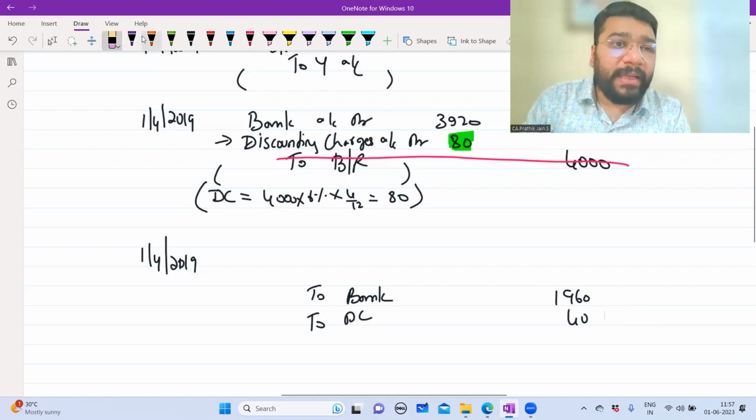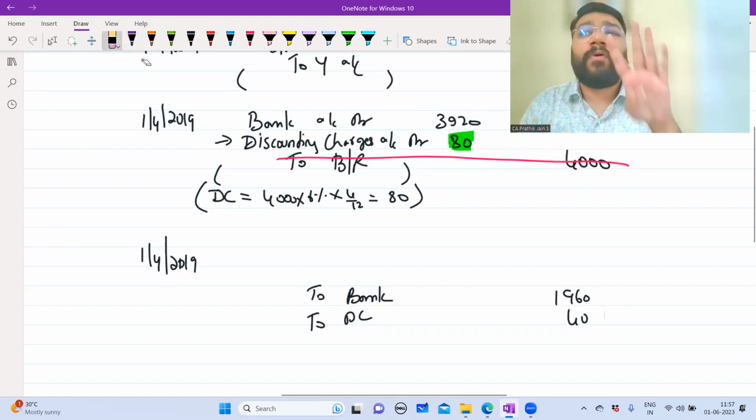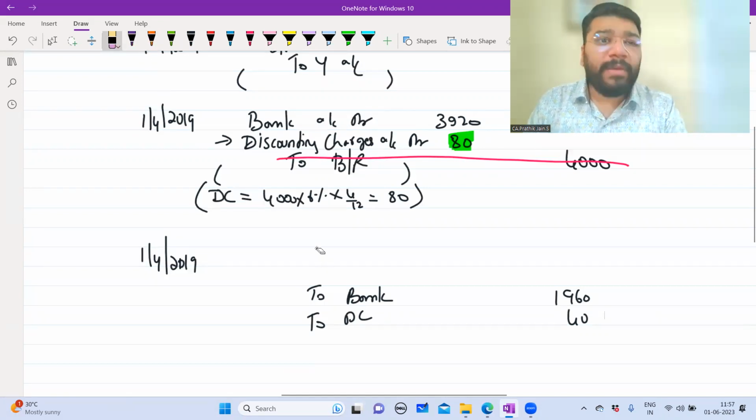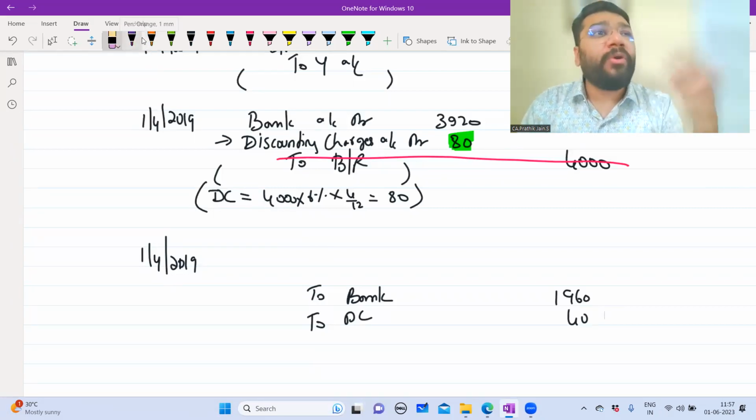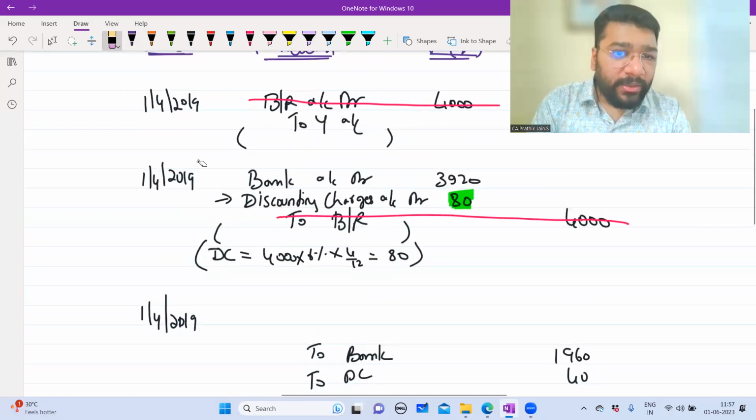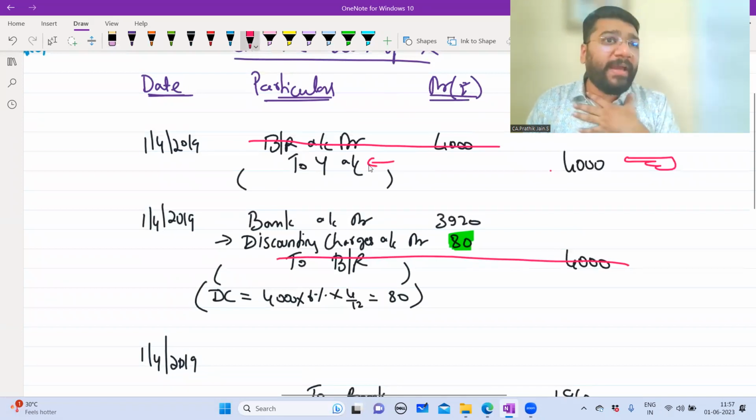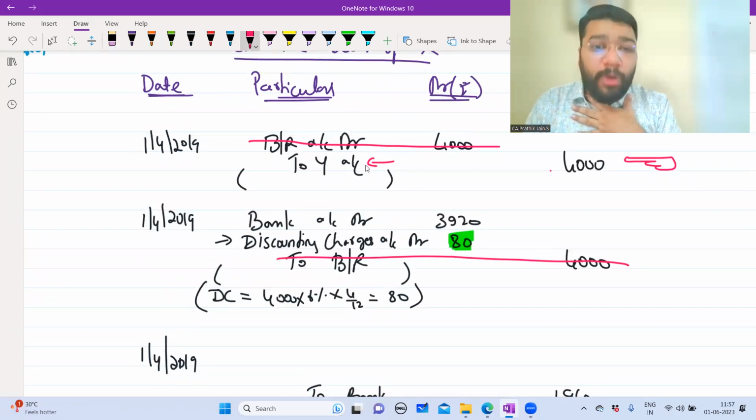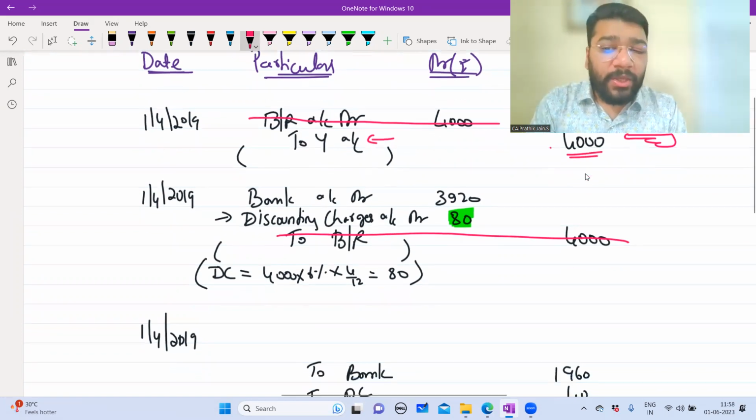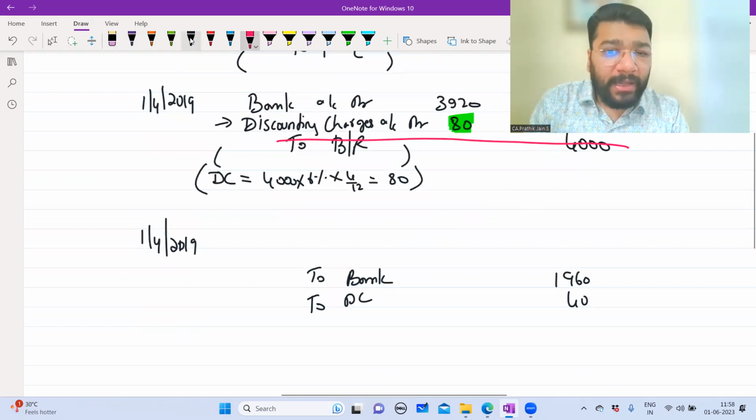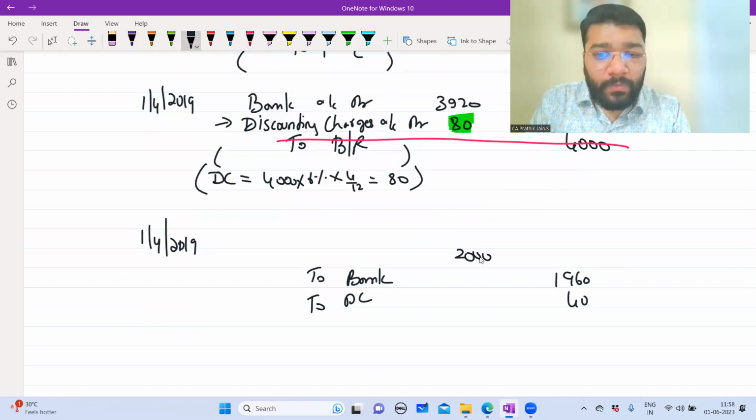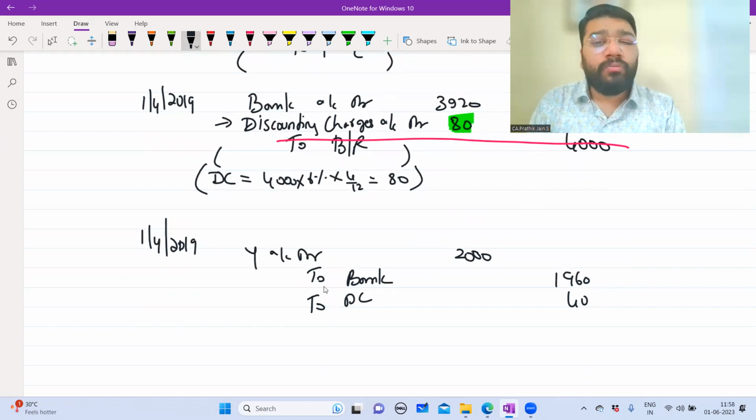If you open the discounting ledger, the balance carried on will be 40 in X's books of accounts. Now what will I debit? Who is receiving this money? Y. So we have to close Y's account to that extent. Mind you, here you have credited Y, promising that Y, I'll make this 4,000 payment to you in future. Now, out of 4,000 rupees, you have made 2,000 rupees payment to Y already today. So Y account debit to bank, to DC.